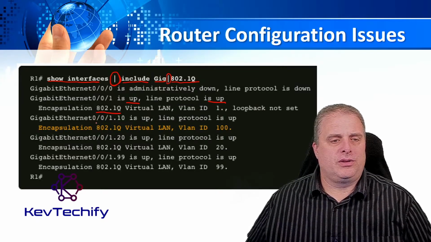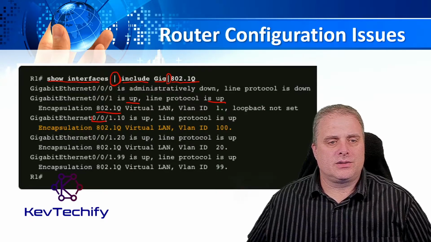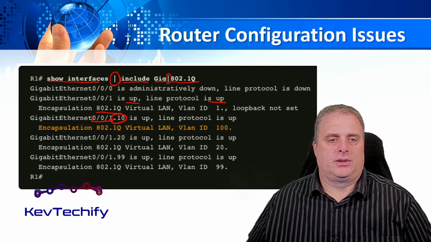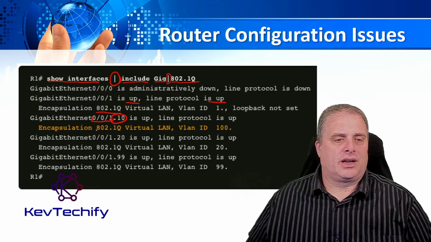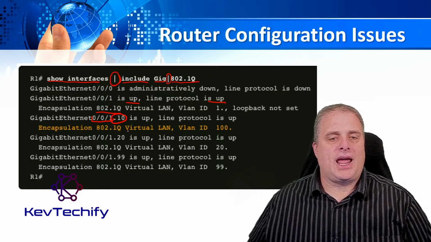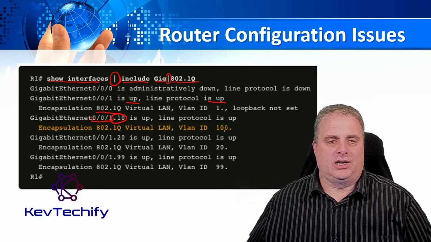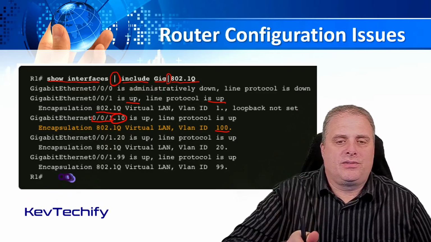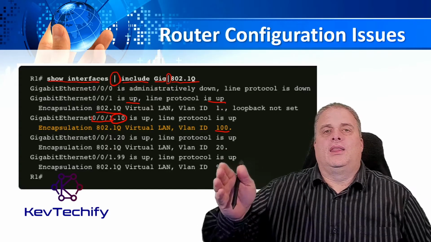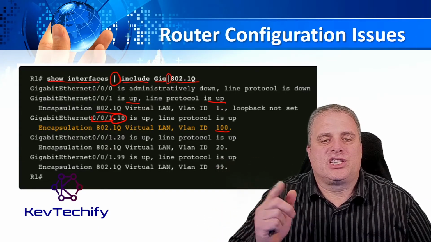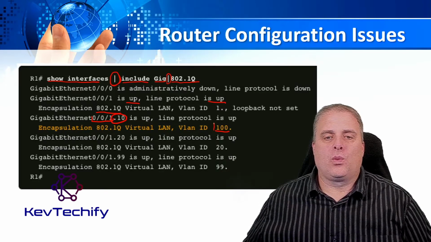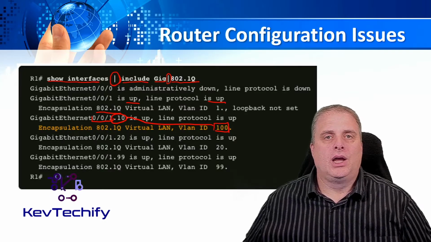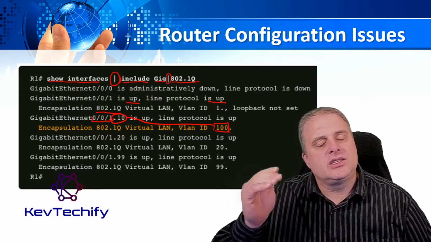Then we come down to our sub interfaces. Once again, it's on the physical interface of 0/1, but then we have a sub interface .10 that is up and up. And then we can see here that in our encapsulation, we're doing the 802.1q tagging, and our VLAN ID is 100. If we remember, we're trying to keep this all the same: the sub interface, the VLAN number, and the network address. Well, this one here is a wrong VLAN ID. This is 100. It should be 10 in our scenario. And that's why we try to keep those the same, so you can easily identify the problem.